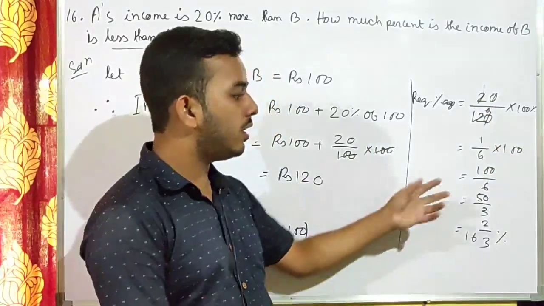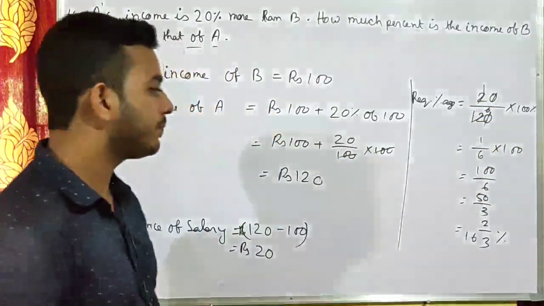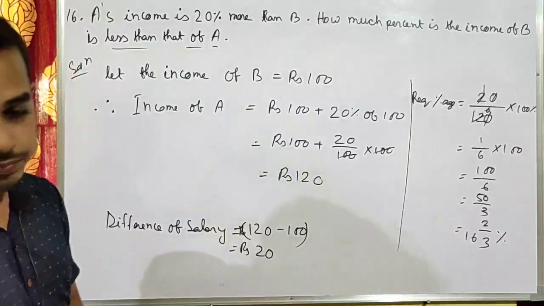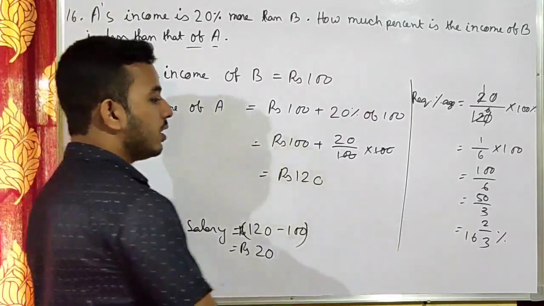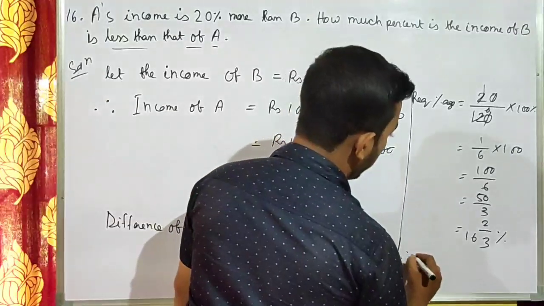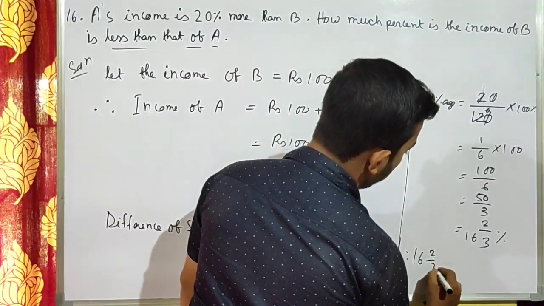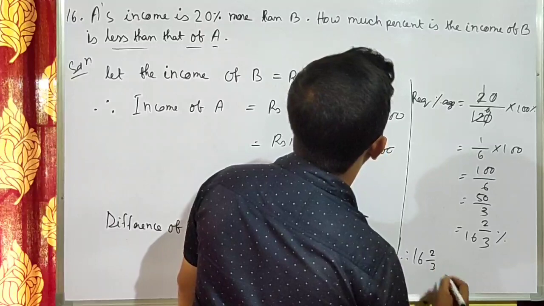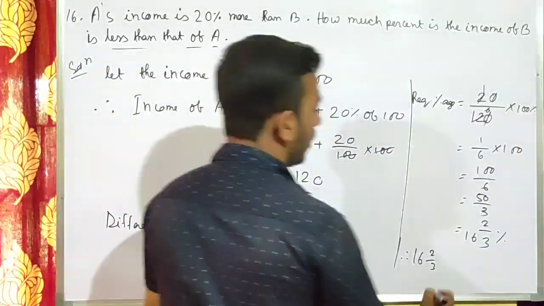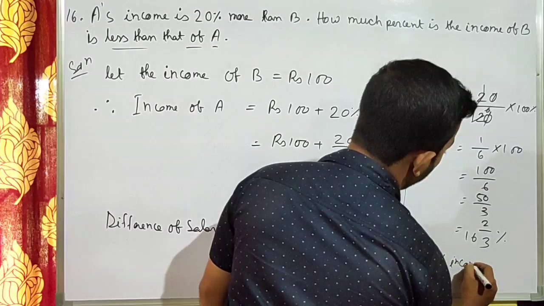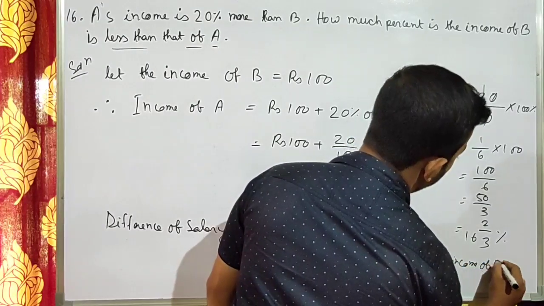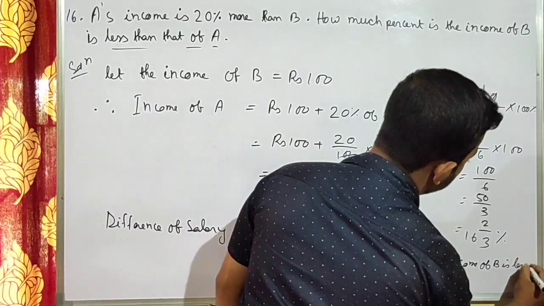So 20 divided by 120, then this finishes. We'll write how much percent the income of B is less: 16 into 2 by 3 percent, that is 16⅔%. The income of B is less than A.